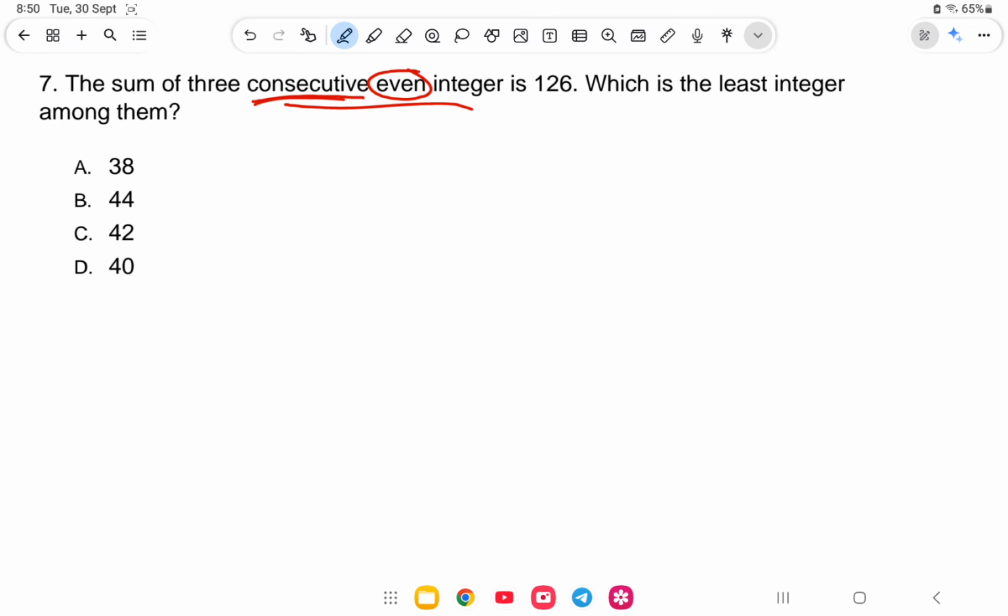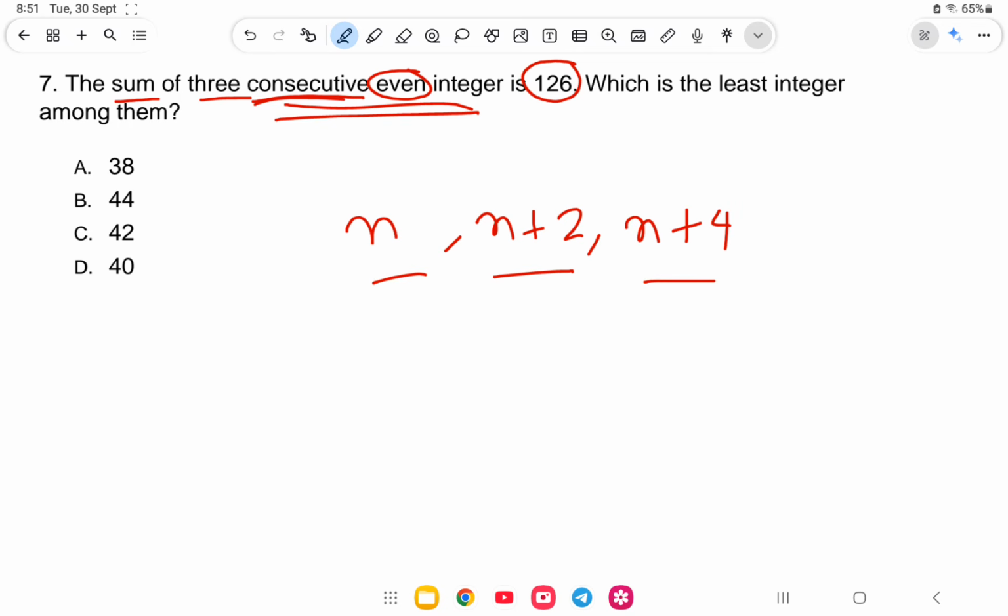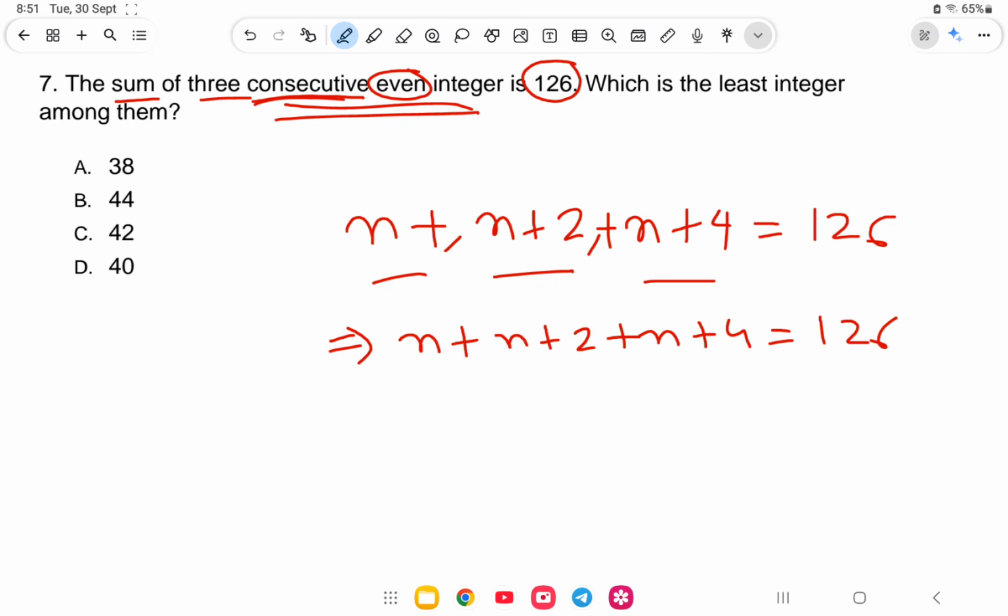Our consecutive odd integers will be n, n plus 2, n plus 4. So these are consecutive odd integers. Now, the sum of 3 consecutive even integers is 126. So take n, n plus 2, and n plus 4 as three consecutive even integers in order. We add them up and equate the sum to 126. So the equation is n plus n plus 2 plus n plus 4 equals 126.